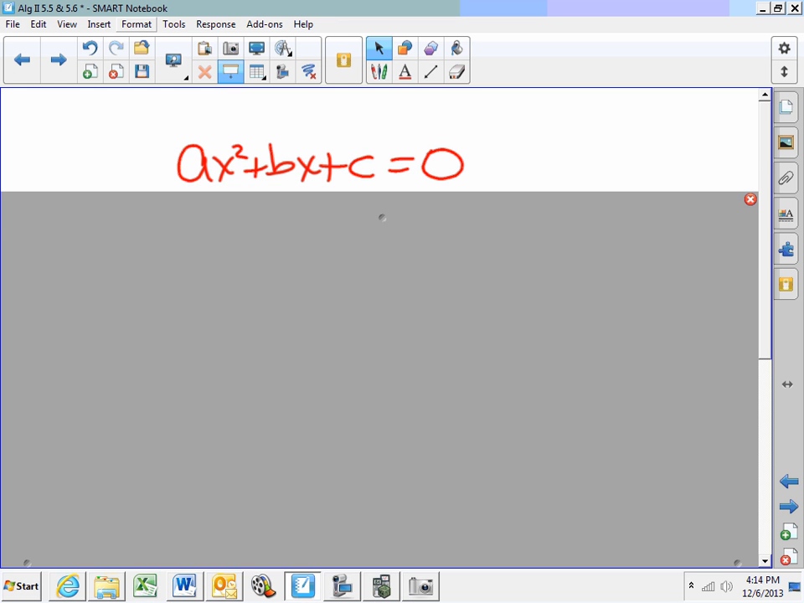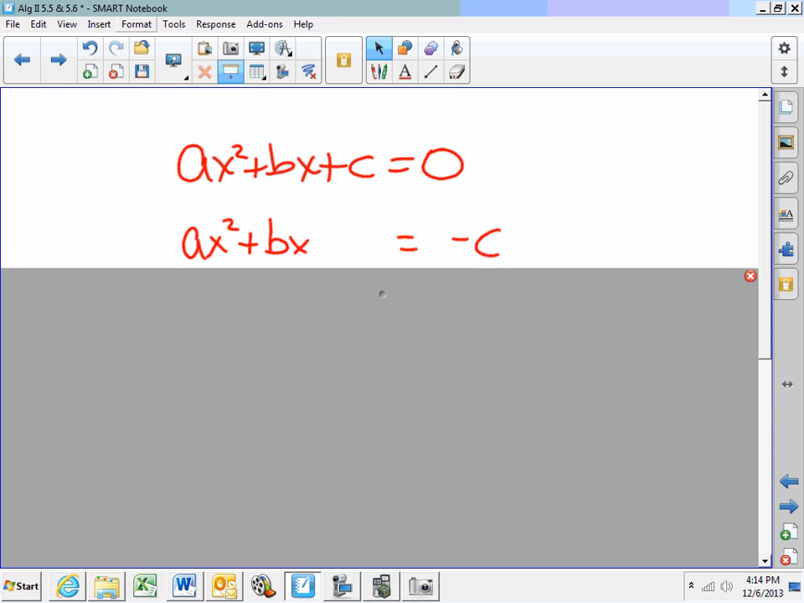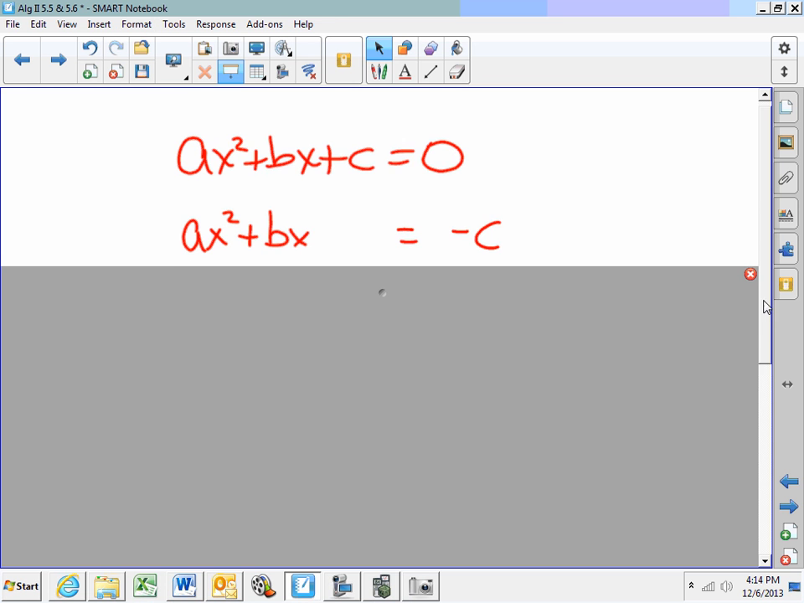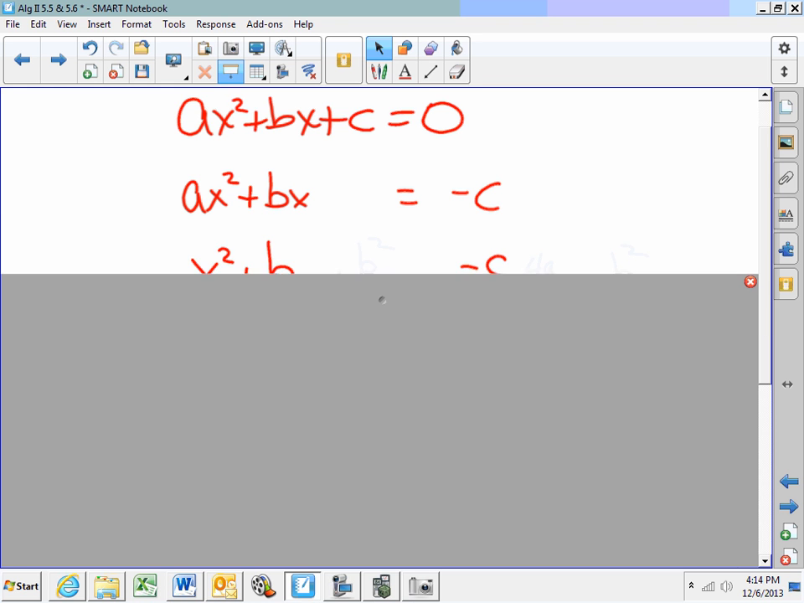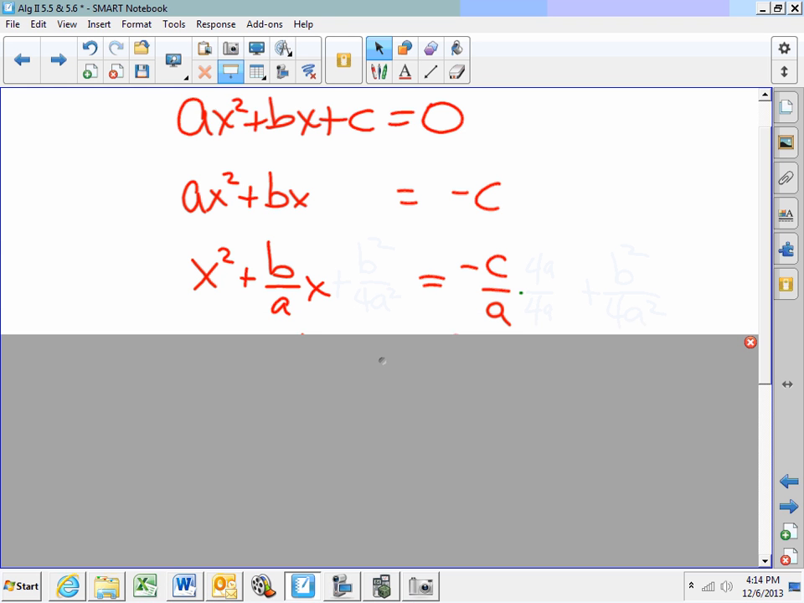Now remember, when you complete the square, first of all, we need to take the constant and move it to the other side. So we get ax squared plus bx and a blank and then equals c. And then we want a 1 in front of the x squared. So we divide through by a. Now that gives us x squared plus b over a x equals negative c over a. At this particular point, we're ready to complete the square.